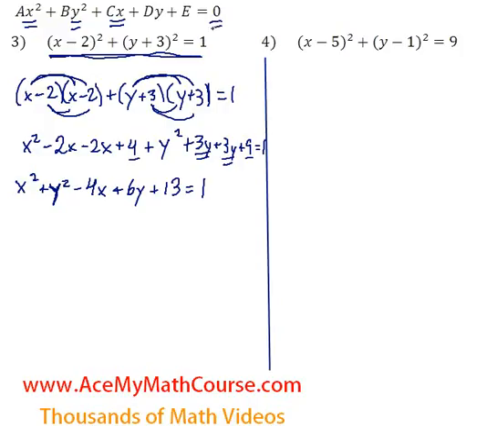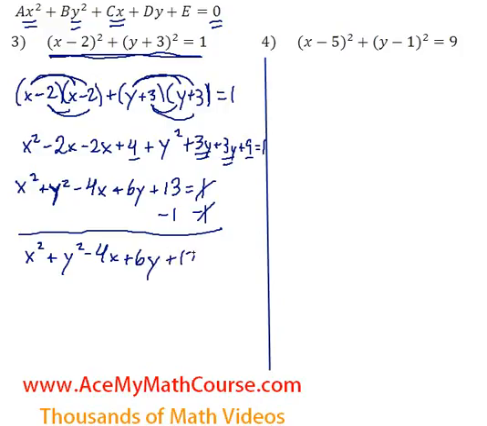But we want to make it equal to 0. So we'll subtract 1 from both sides of the equation. And we're going to end up with x squared plus y squared minus 4x plus 6y plus 12 equals 0, because 13 minus 1 is 12. So that is our equation in general form.